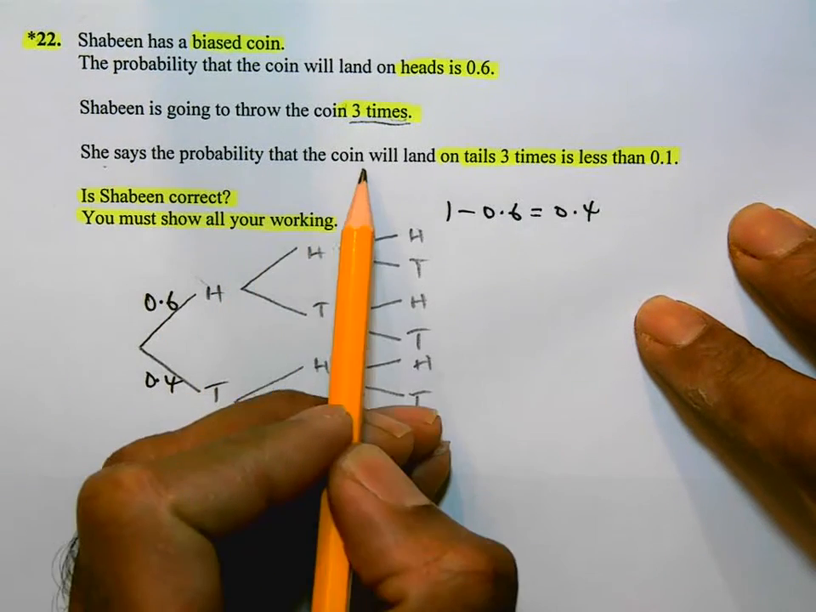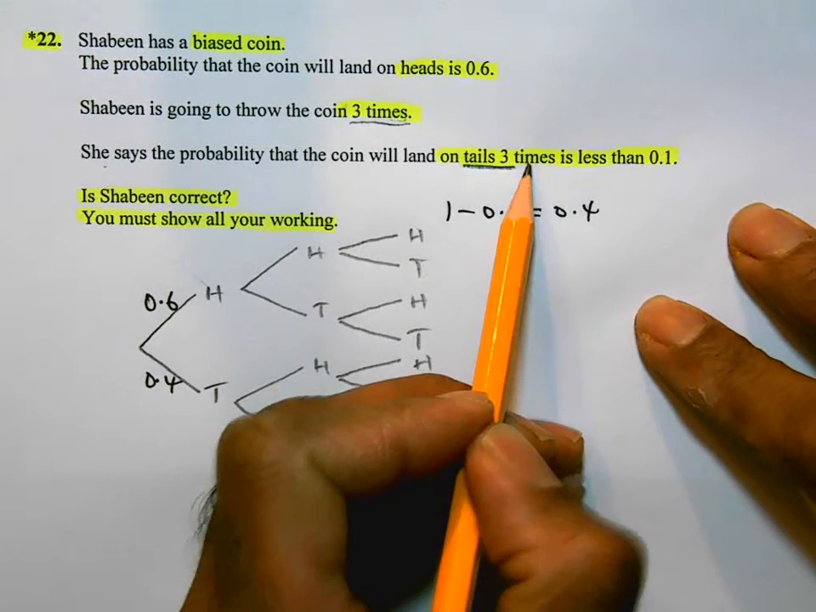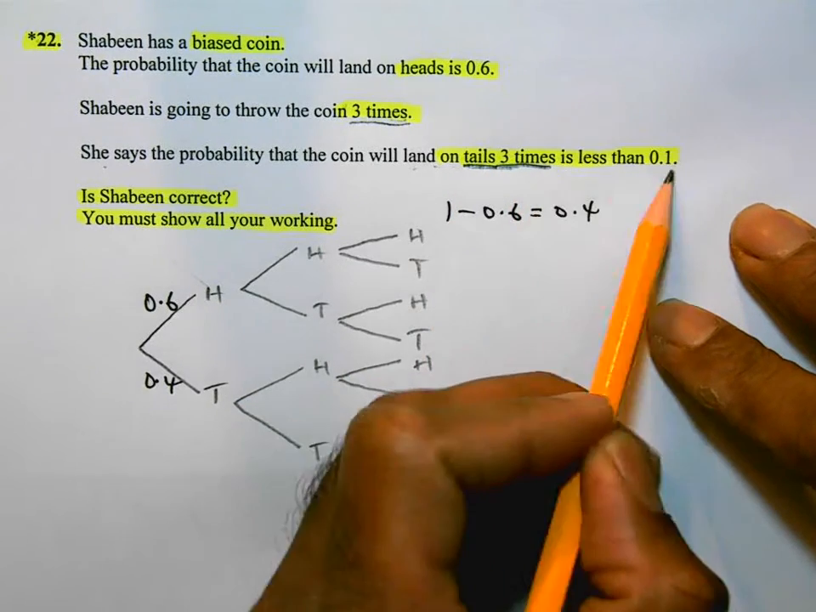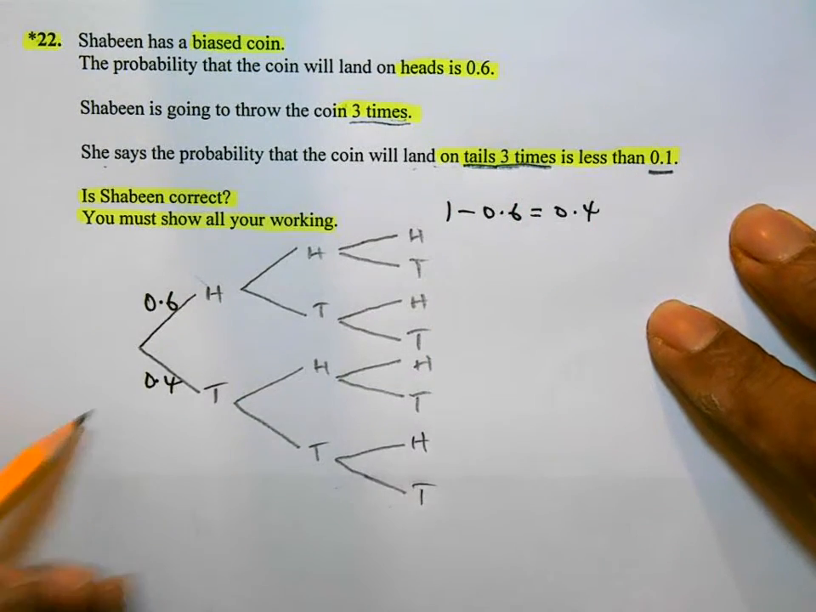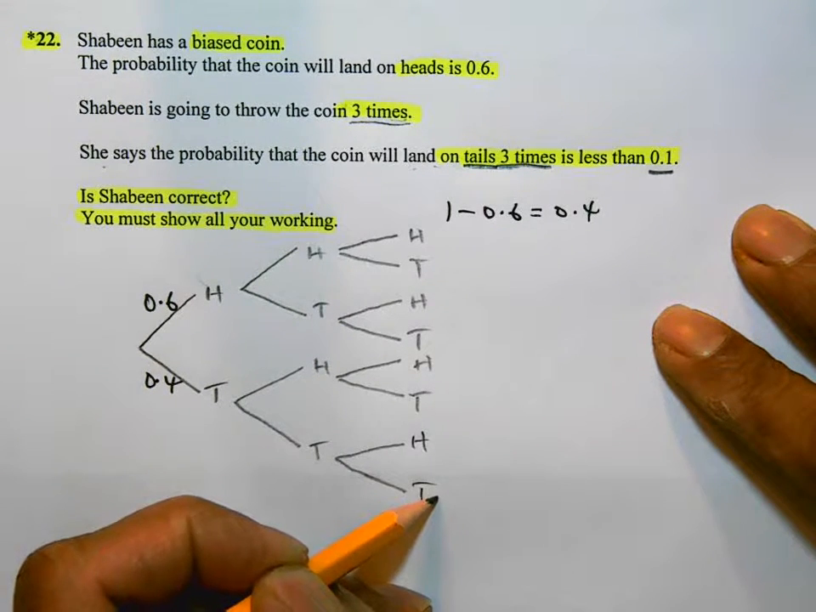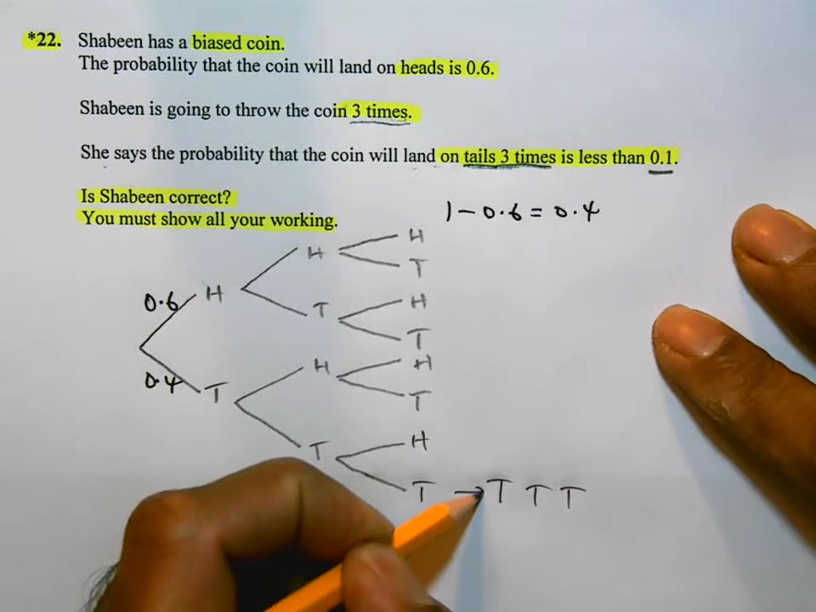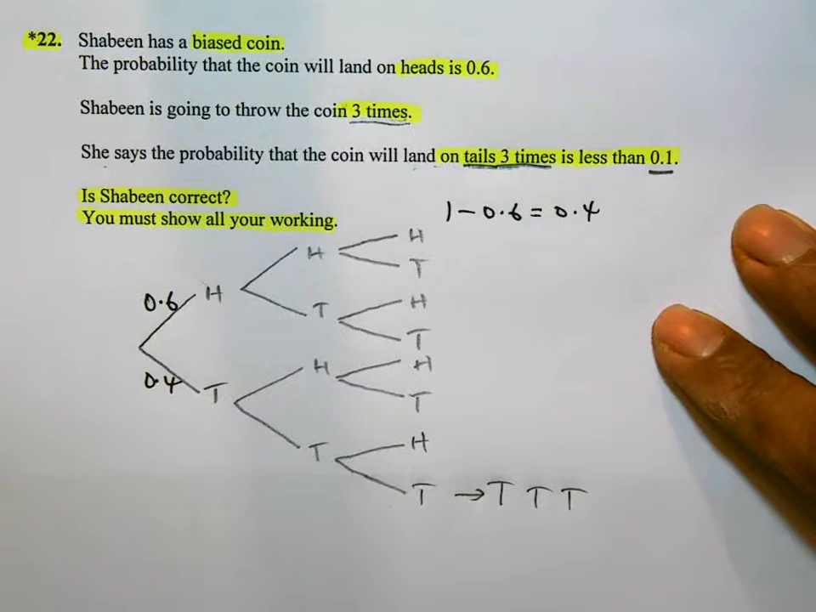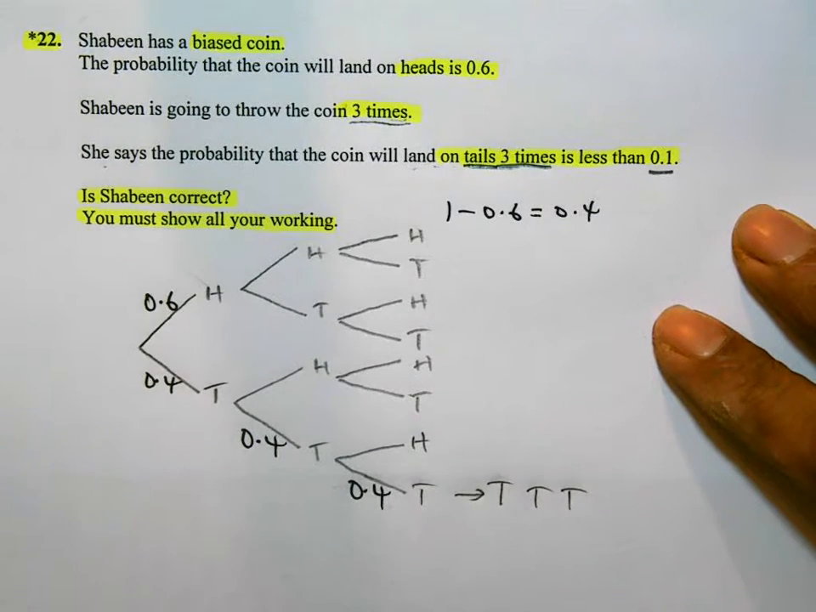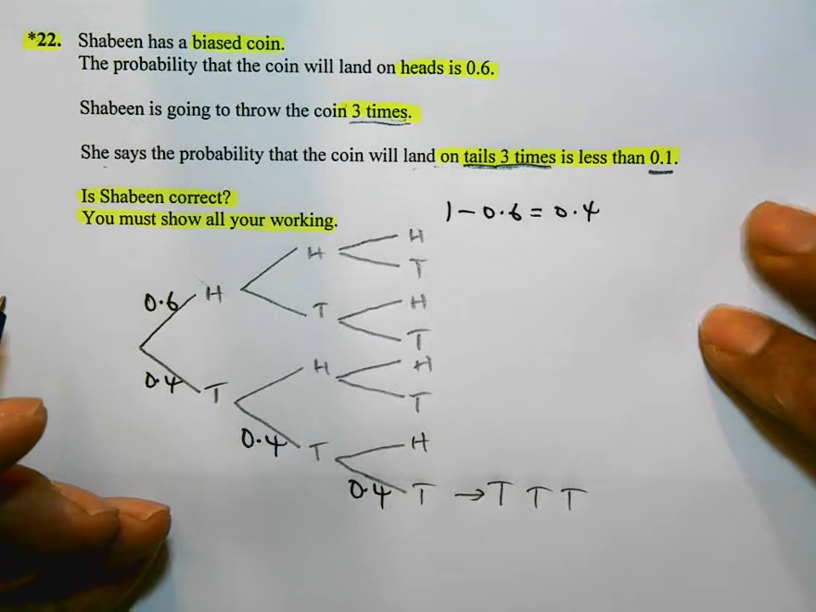Now the question says she says the probability that the coin would land on tails 3 times is less than 0.1. So the probability that the coin will land on tails 3 times is along this route: tails, tails, tails. And we know that the probability of getting a tails when the coin is thrown is going to be 0.4, and 0.4, and 0.4. All of these events are independent, right? They're not linked to each other. So to work out the probability of getting 3 tails, I need to do 0.4 times 0.4 times 0.4.